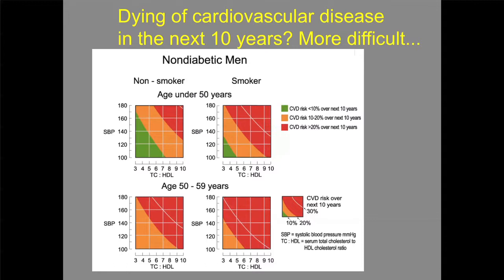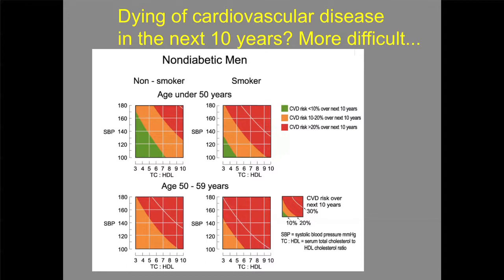And what you see here, these red bits represent high risk, greater than 20% risk. The green bit, obviously, is less than 10% risk. And that risk is calculated using these rather nice and simple diagrams. And what you can see are some of the risk factors associated with that risk. So, first of all, this is in non-diabetic males.